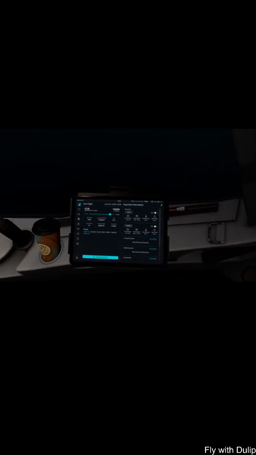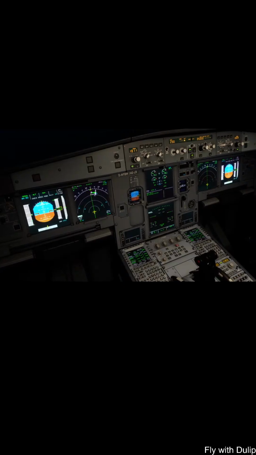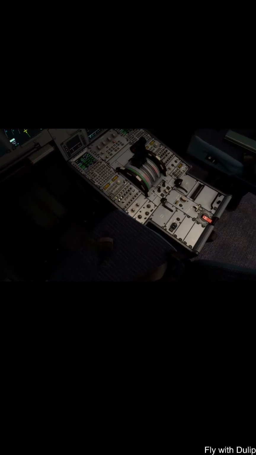Cleared to enter the runway, backtrack, line up runway 28, report ready for departure. Seat belts on, no portable devices, engine 1 and 2 on, flaps not required for now.